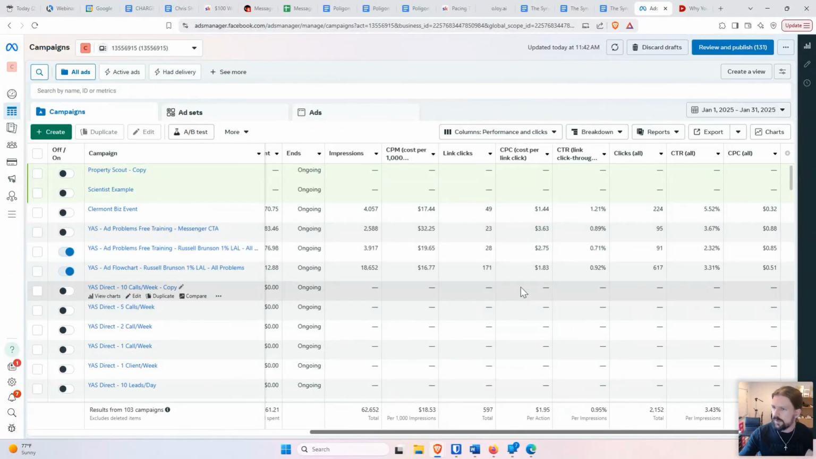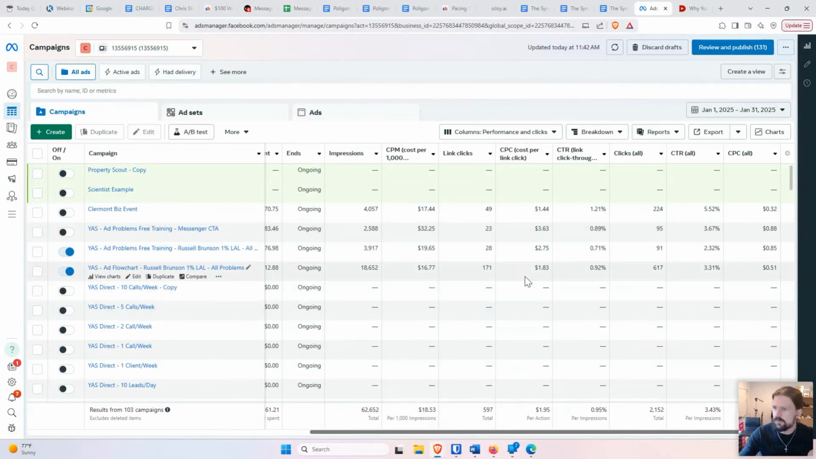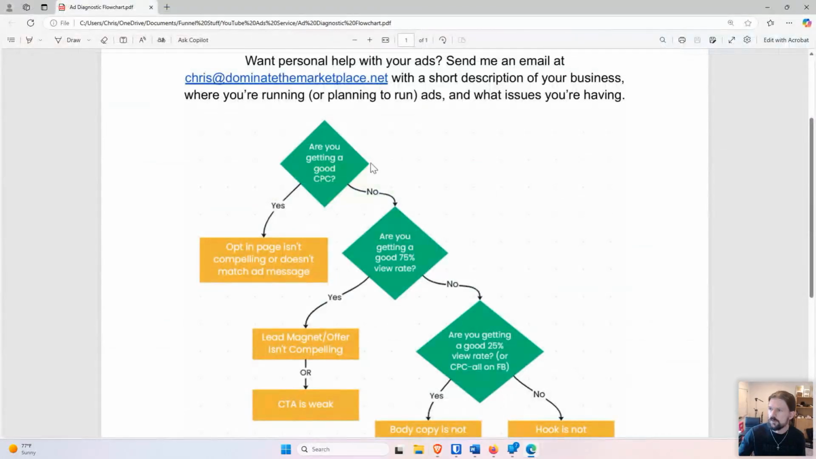And so you want to see, okay, is that cost per link click any good? So this one's $1.83. Again, you have to have benchmarks here. Like, what do I expect a cost per link click to cost? If $1.83 is a normal cost per link click, then I say, okay, I'm good on the link click. But if I was expecting that to be like 50 cents and here it is almost $2, well, then that would be pretty poor performance.